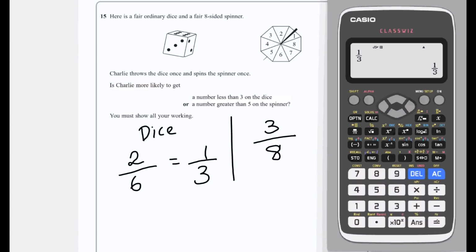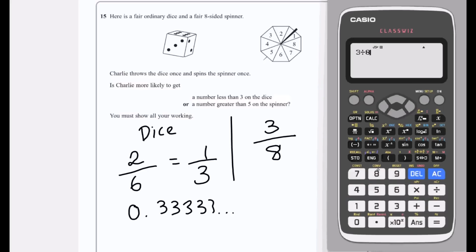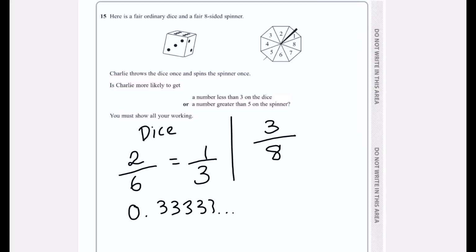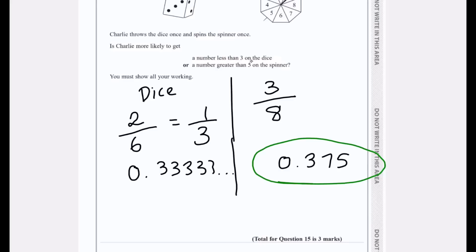1/3 is 0.3 recurring. And 3/8, we'll convert that to a decimal, 0.375. So which is bigger? 0.375 is bigger. So the answer is a number greater than 5 on the spinner.